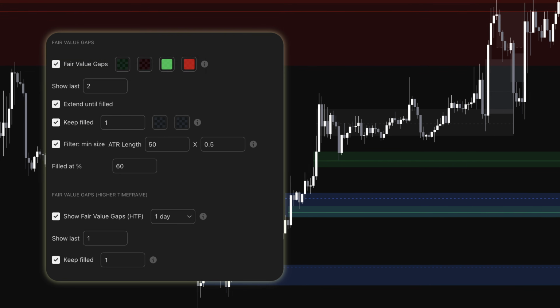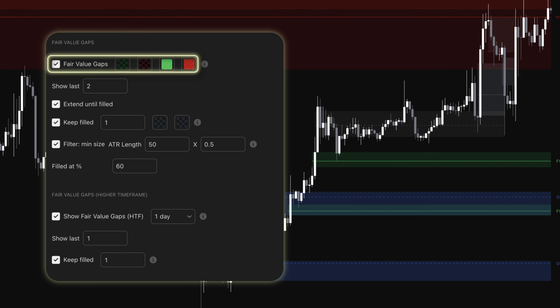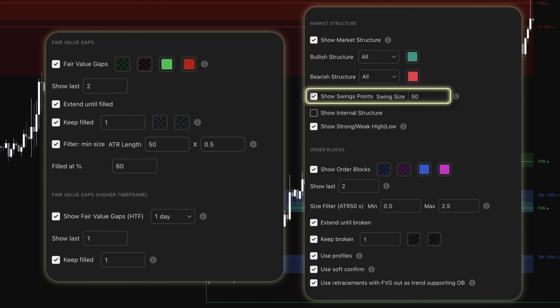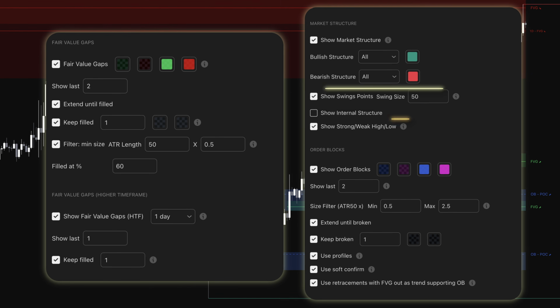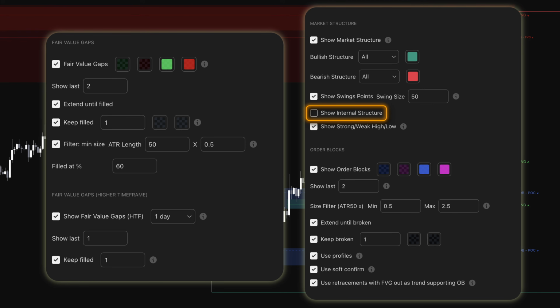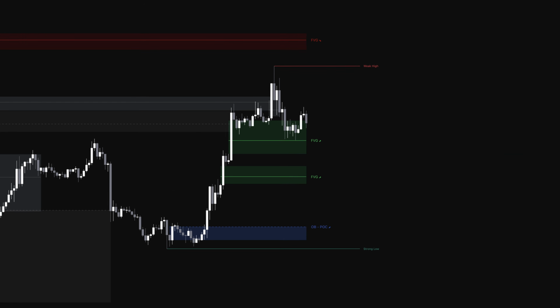Beyond the order block engine, you get fair value gaps at the current time frame, and at a user-defined higher time frame, equal highs and equal lows detection, strong and weak high and low labels, and a full BOS and CHOCH structure layer. It requires volume data to function.